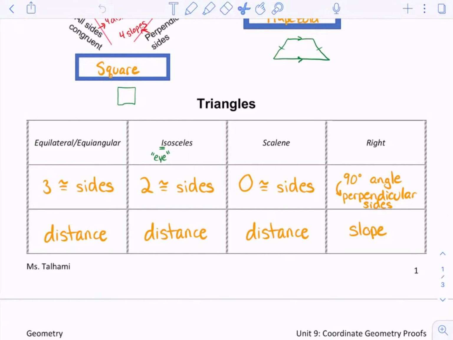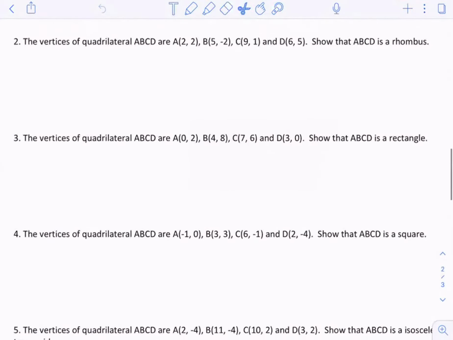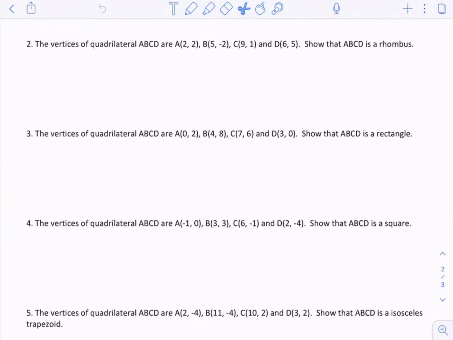So I'm going to do one example with you. I'll do number 3 here. It says we need to prove that ABCD is a rectangle given those coordinates. So here's what I suggest: on the side here, you create a rectangle.